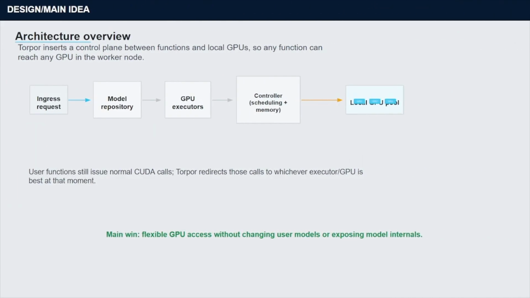Now the architecture overview. Torpor inserts a control plane between functions and local GPUs, so any function can reach any GPU in the worker node. First, you can see the ingress request takes place, then it goes to the model repository, then the GPU executors, and then the controller scheduling plus memory. Next, the user functions still issue normal CUDA calls. Torpor then redirects those calls to whichever executor or GPU is best at that moment.